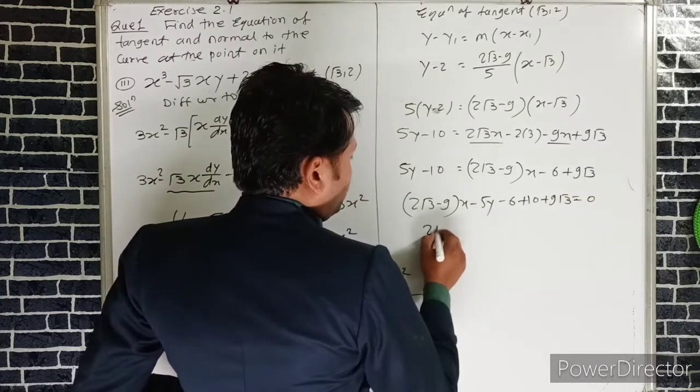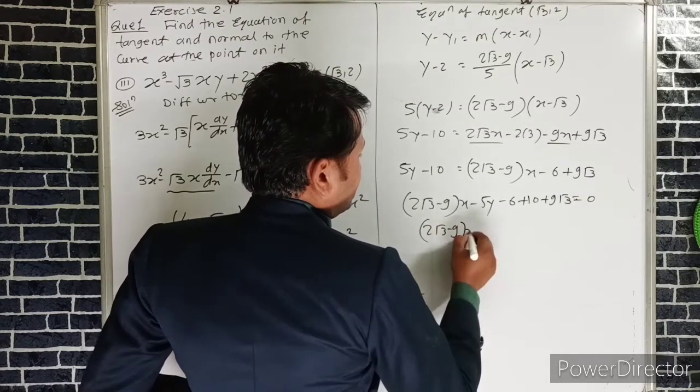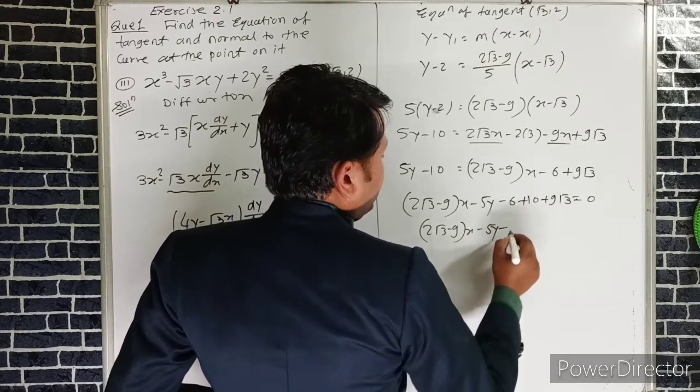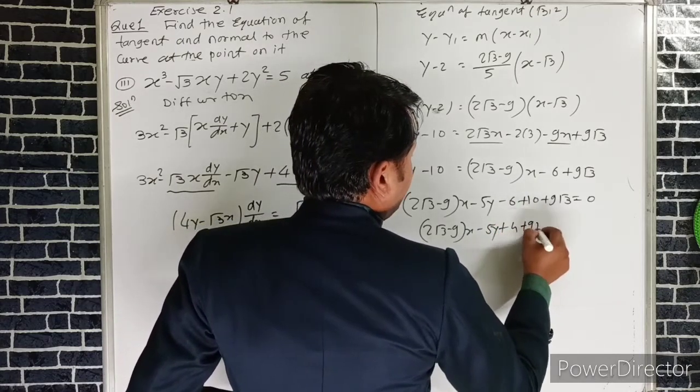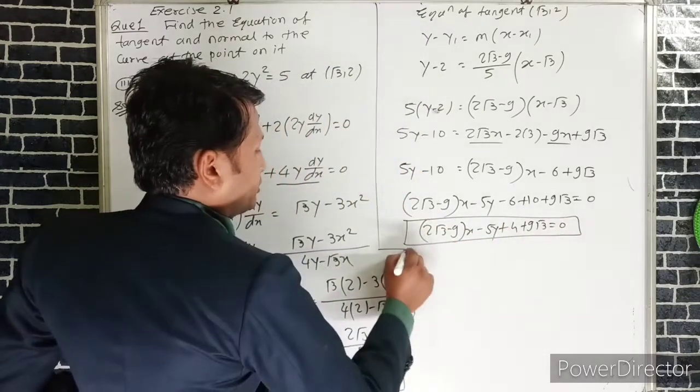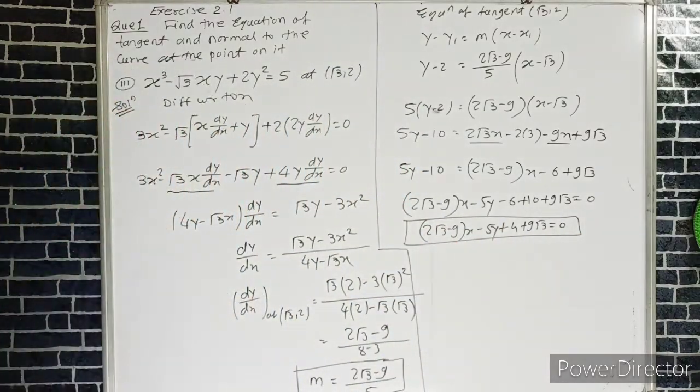So (2 under root 3 minus 9)x minus 5y minus 6 plus 10, which is plus 4, plus 9 root 3 equals 0, which is the required equation of tangent. Now again we have to find the equation of normal.